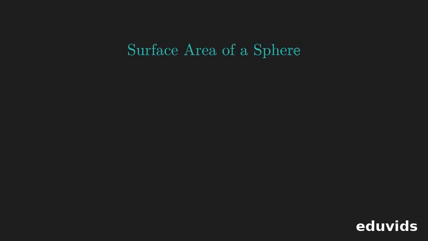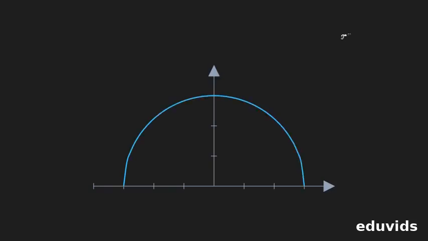We will use calculus to prove the surface area formula of a sphere. We will define the shape, set up the integration using the arc length differential, and find the area. We start with a semicircle defined by the equation x squared plus y squared equals r squared.